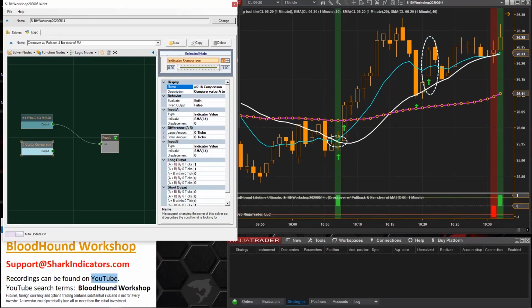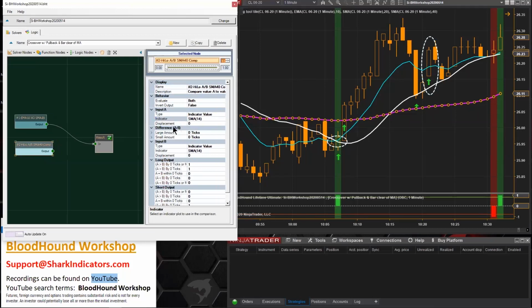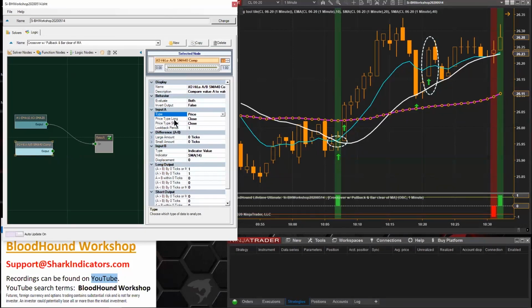All right, so we're looking at either the high price for a long or the low price for a short. We want that to be above or below the SMA 40. So input A is going to be our high and low prices, so we're going to change the type to price. For a long condition, we're using the high price, and for a short, we're using the low price.